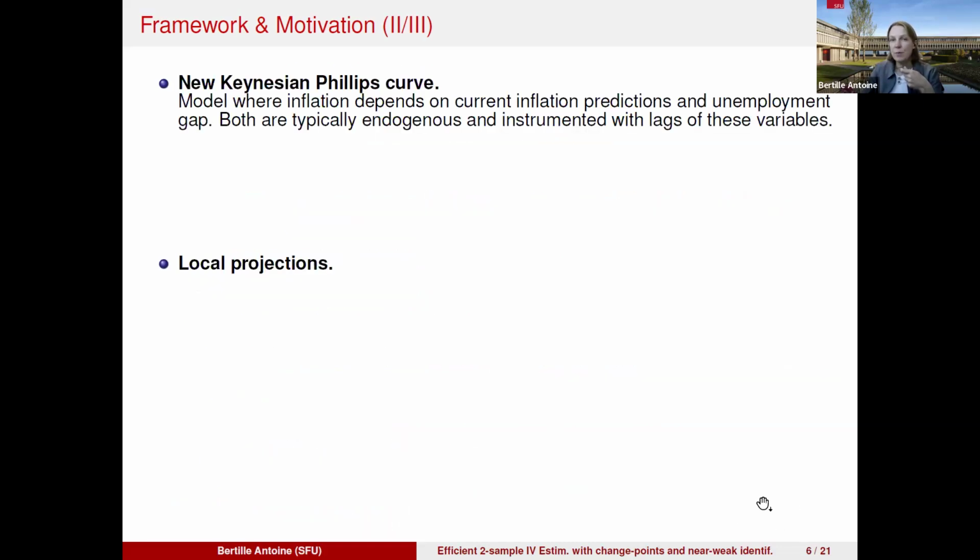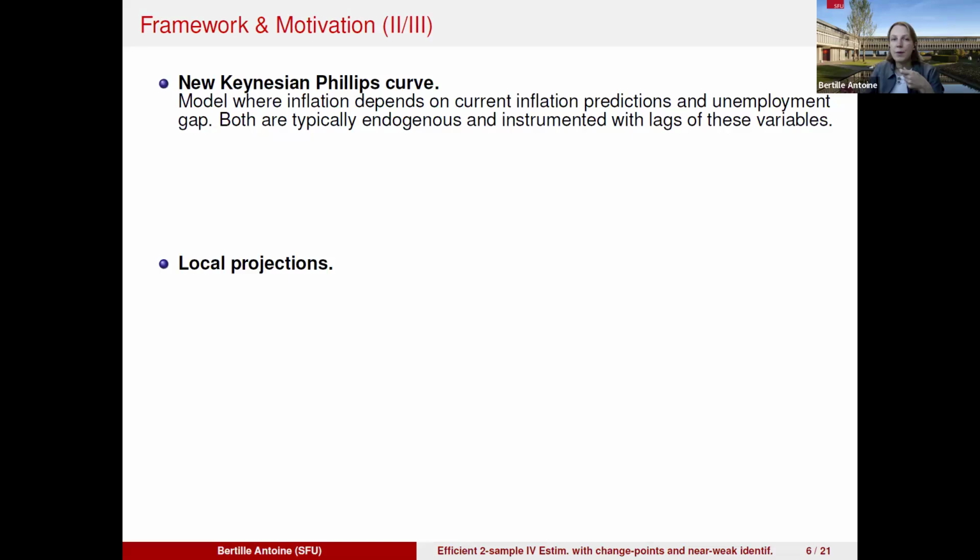So we have 2 macro examples, as I mentioned before. The New Keynesian Phillips curve happens to be our empirical application in the paper. I will also talk about another popular example based on local projections. So let me start with the New Keynesian Phillips curve.